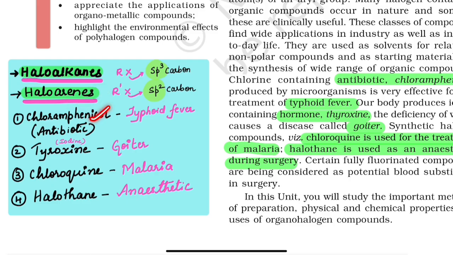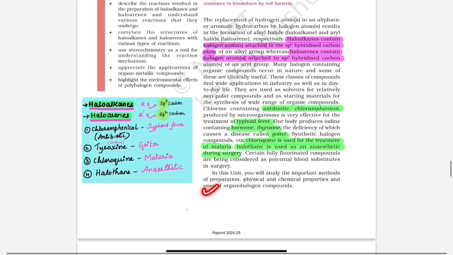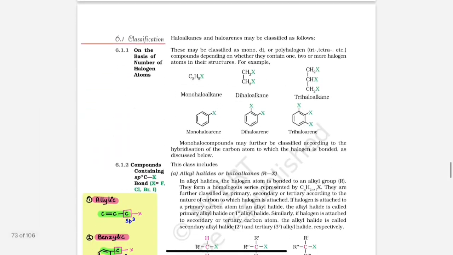And then chloramphenicol, it is an antibiotic used for treatment of typhoid fever. And then thyroxine, that is an iodine containing hormone, it is used for treatment of goiter. And then chloroquine, it is used in the treatment of malaria. And then halothane, it is used as an anesthetic. So learn only this much from the first page. We will go to the second page.